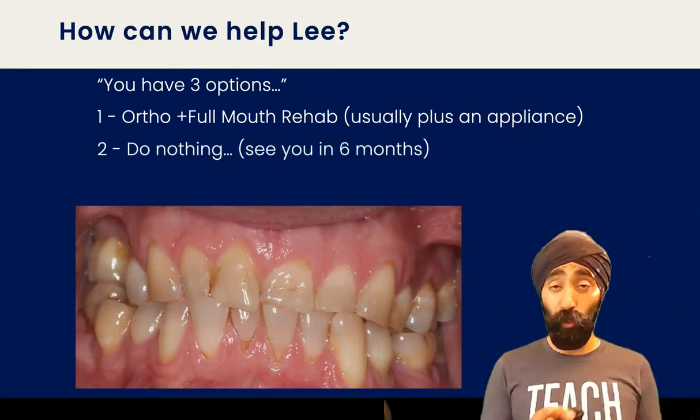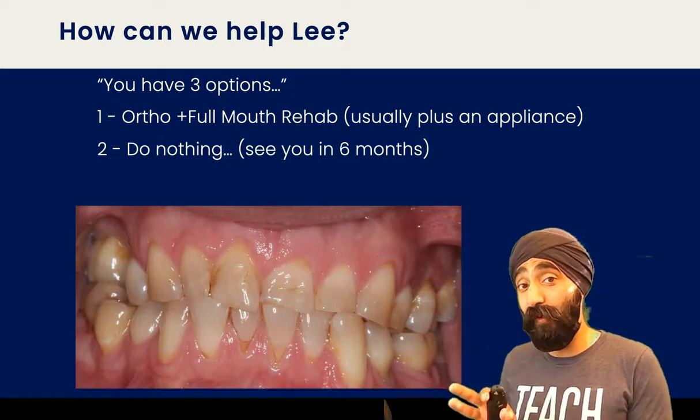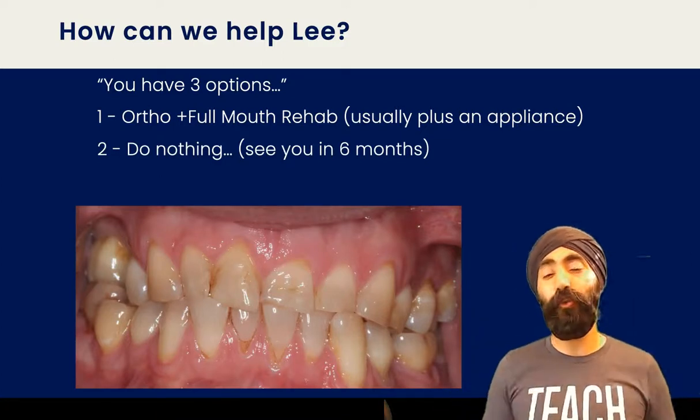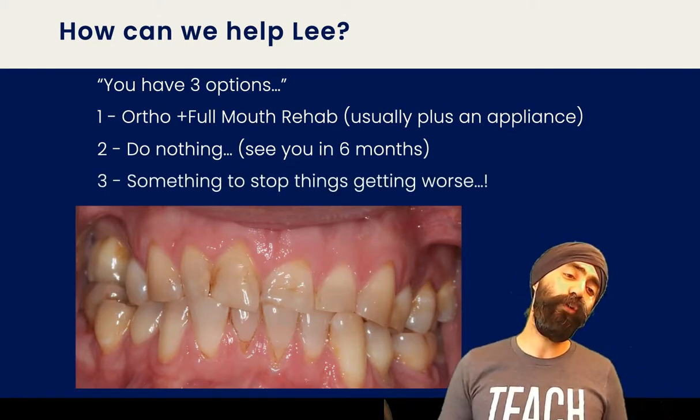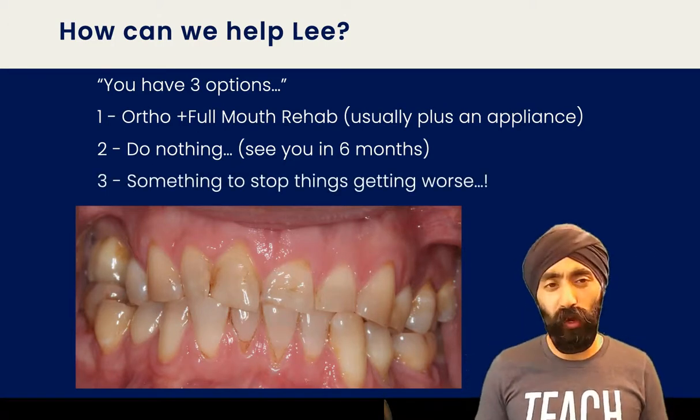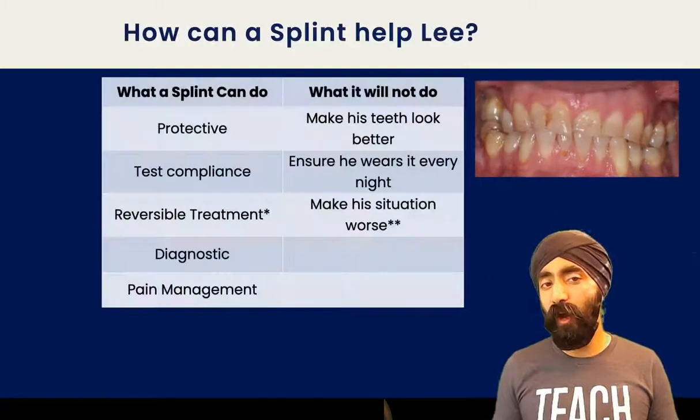Do nothing, which is the easy option. You know what? You're not in pain, right? There's no active caries. Okay, fantastic. We'll see you in 6 months. Or maybe, just maybe, you can do something to stop things getting worse. Okay? How do we decide what we're going to do?